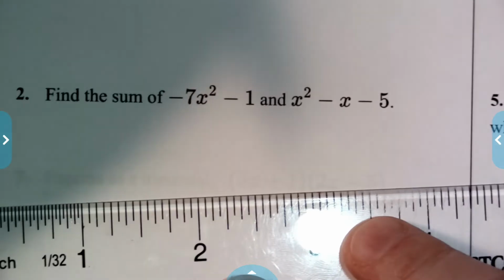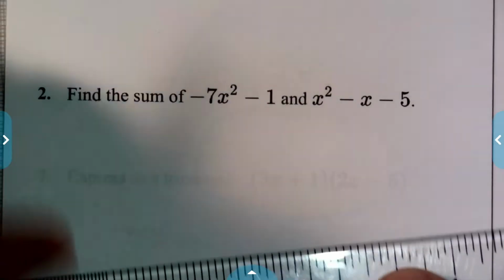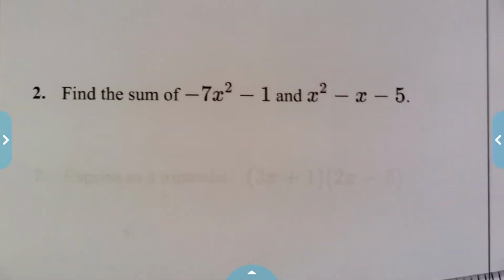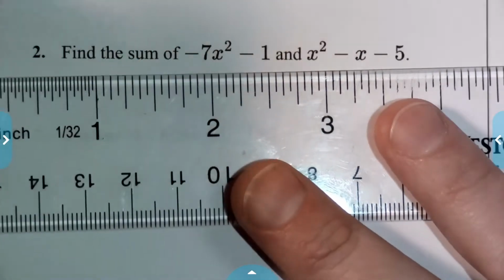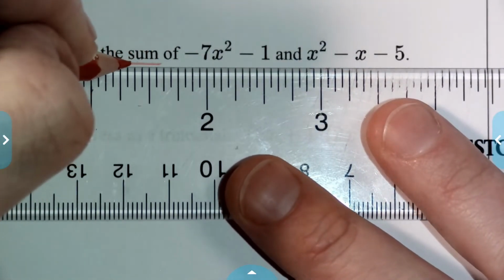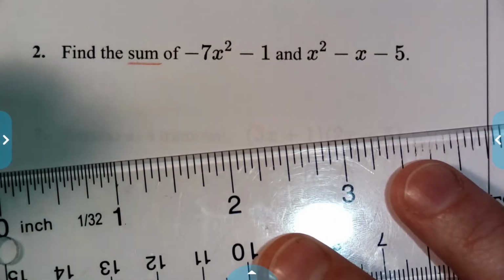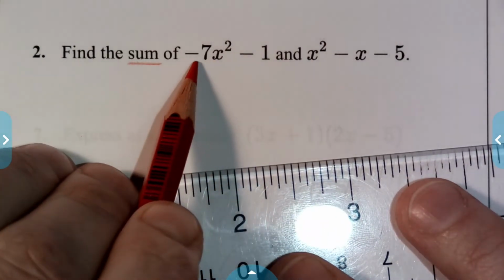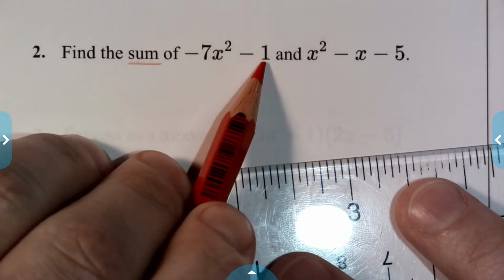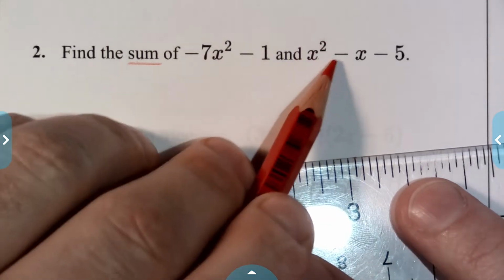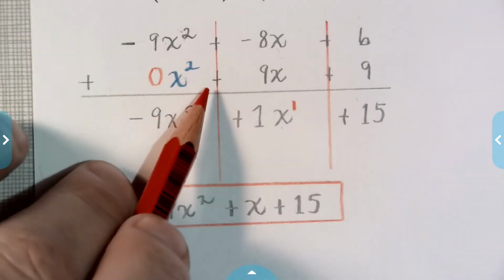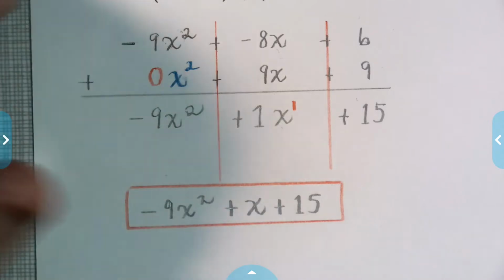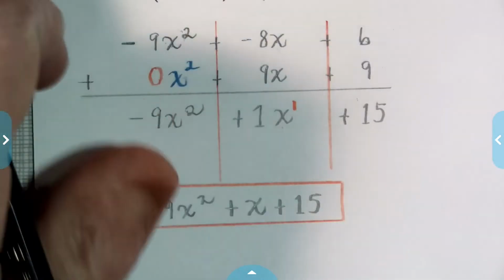Let's see what's going on down here with number 2. So it's actually the same skill written a different way. Okay, so find the sum. So add negative 7x squared minus 1 and x squared minus x minus 5. We have just encountered the very thing I was talking about when I was discussing why do we put in a 0 x squared somewhere.